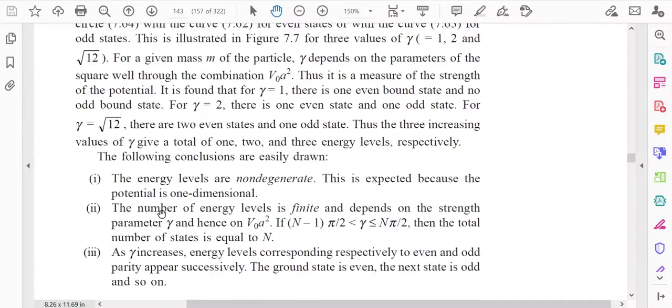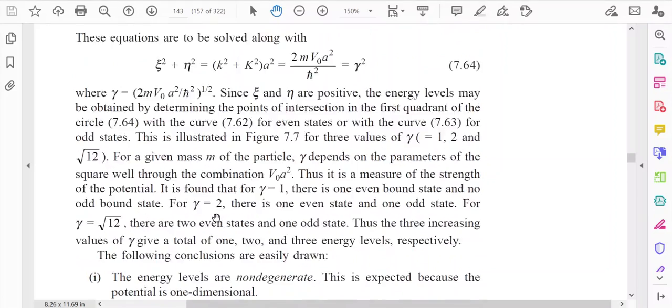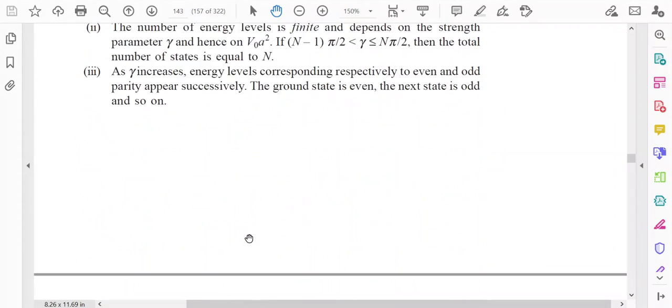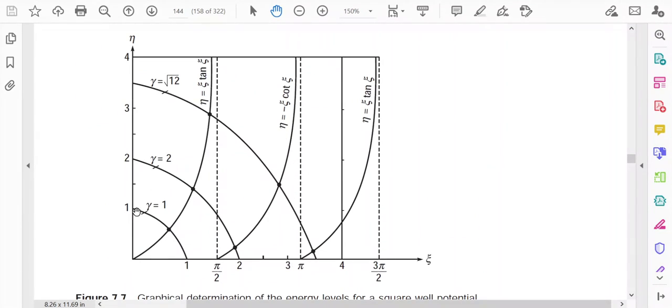You see the equation again, zeta square plus eta square is equal to gamma square. So for different values of gamma, we will have different radii of the circle. That is why we have drawn several circles. For gamma is equal to 1, this is the first circle. For gamma is equal to 2, this is the second circle. For gamma is equal to root 12, this is the third one. So in this way we can get several circles as we increase the radius step by step.